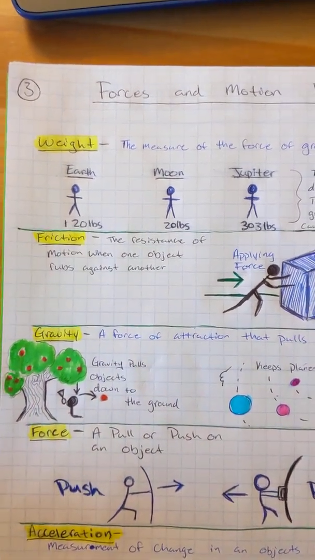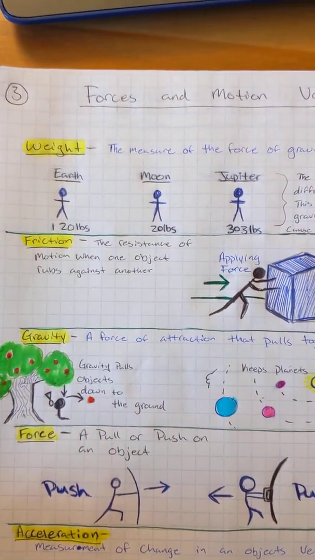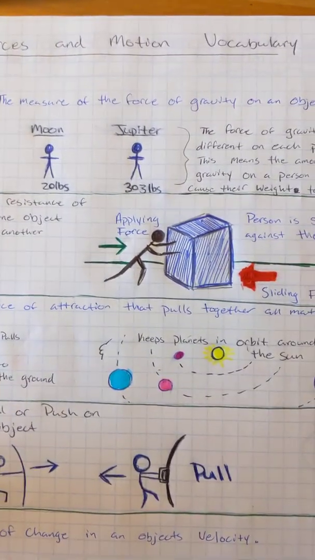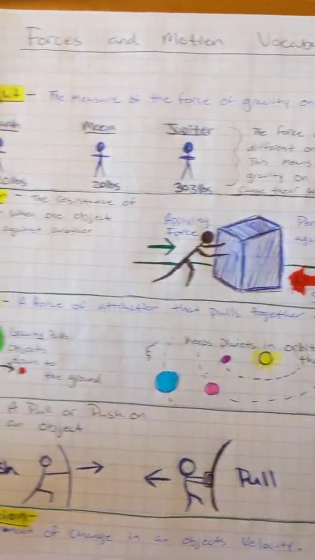Friction was the second word. It's the resistance of motion when an object or one object rubs against another. So this person is sliding a box on the floor.